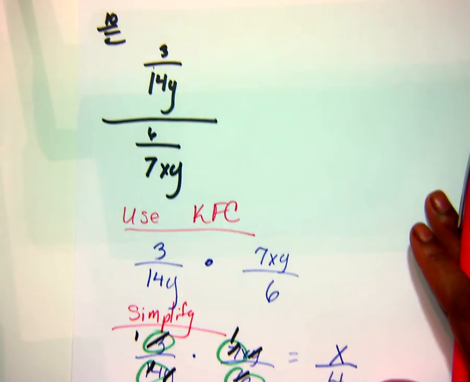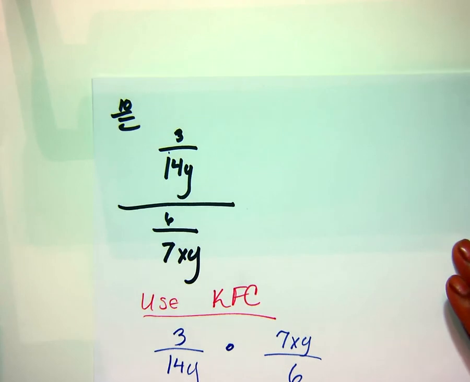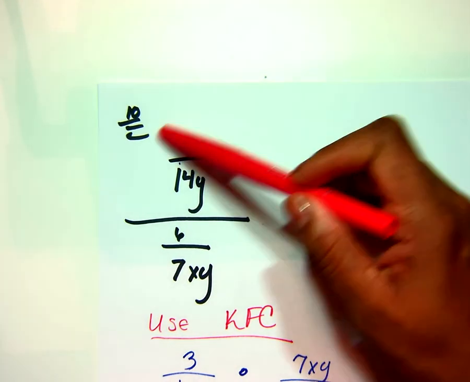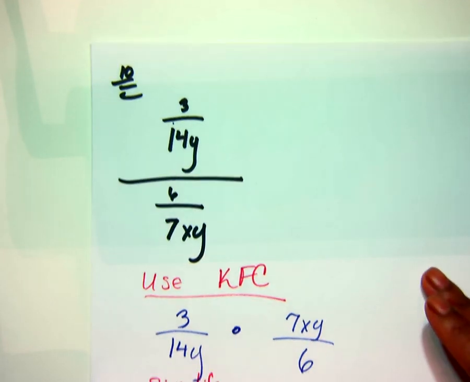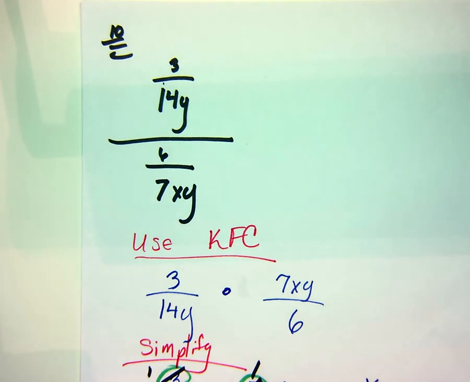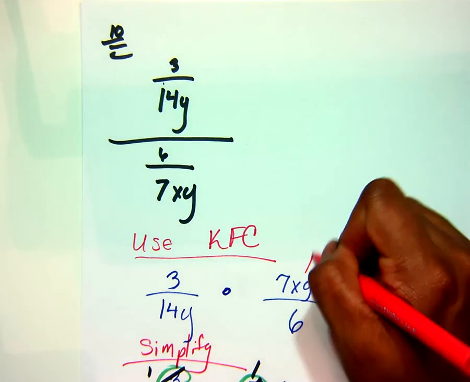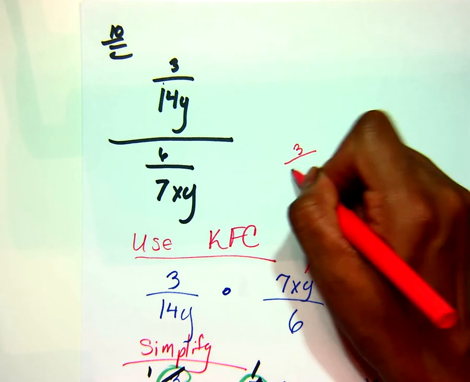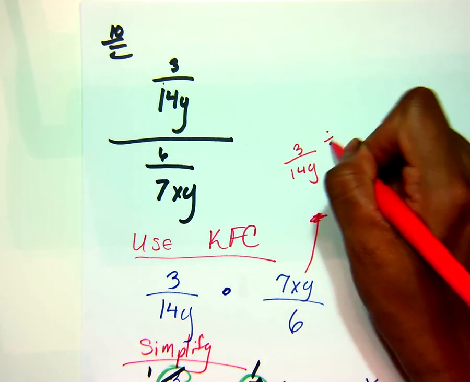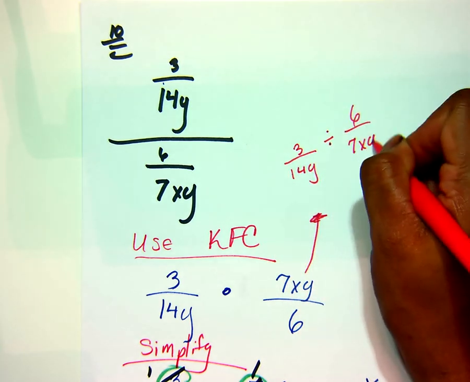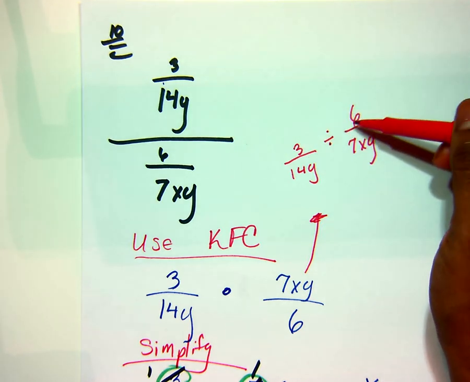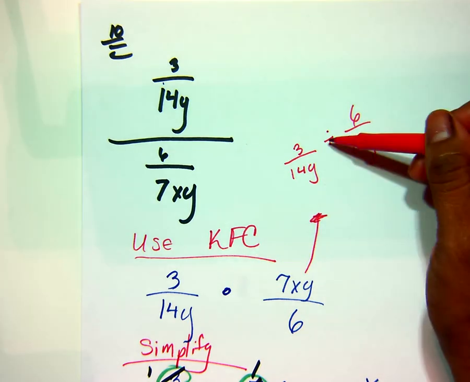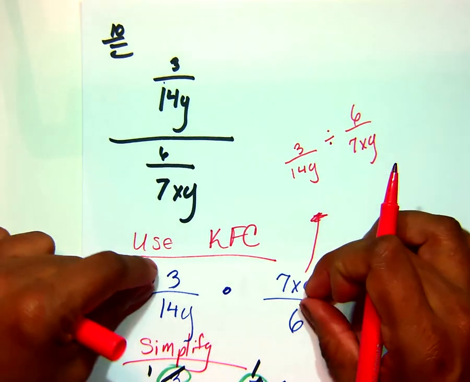Here's another one. So here's a fraction within a fraction within a fraction. So here you go with all of this. There goes that good old KFC again. So I'm going to rewrite it. Now the way that I rewrote it, let me go back up here. You had 3 and 14y divided by 6 over 7xy. So if you're using the KFC, you keep your first fraction, flip the second fraction, and change your division to multiplication. So that's where all this is coming from.